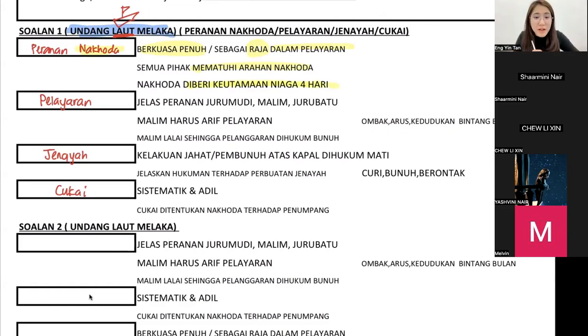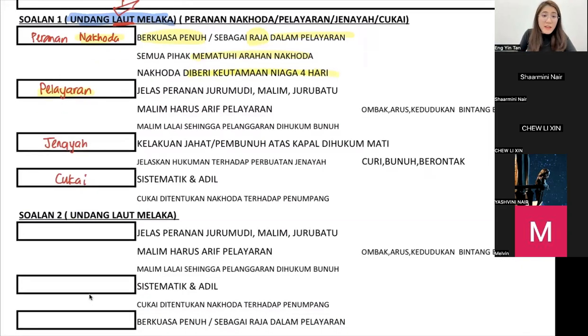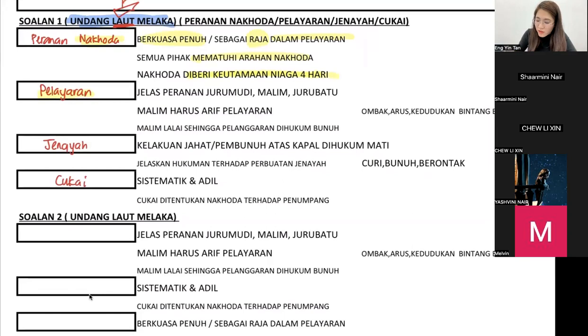But remember this for me. Nakoda dekat kapal throughout the whole journey, because they are on the boat, sailing, pelayaran. So he's the king of the kapal. He manages everything, he makes decisions. So I told you, throughout the journey, dalam pelayarannya, you need to understand, other than the captain, you need to know who is jurumudi, malim, jurubatu. All these are the members in the boat.